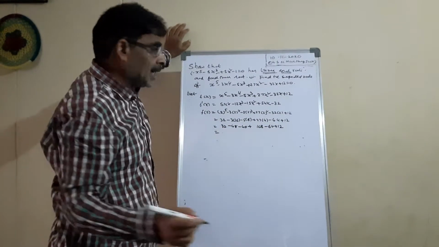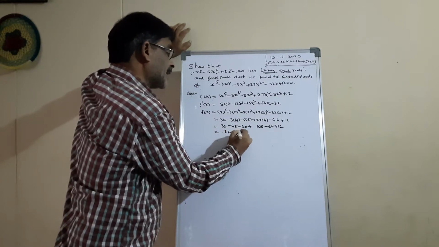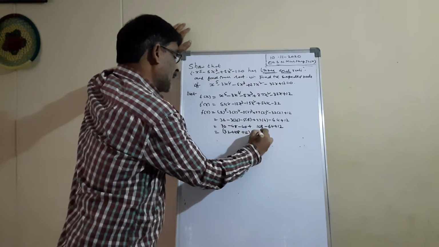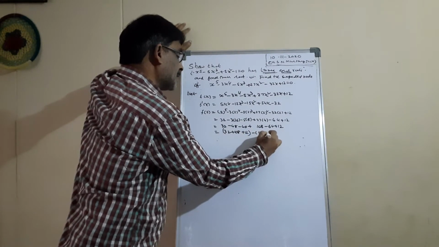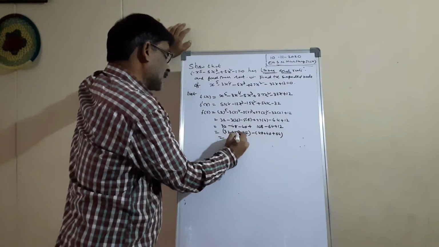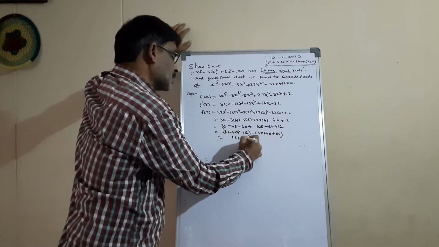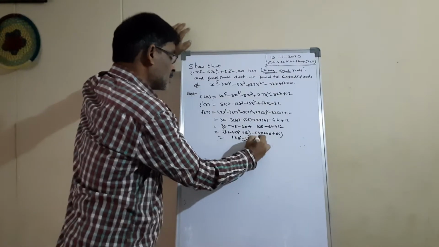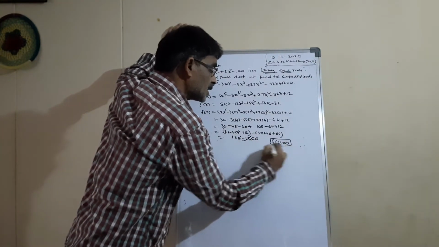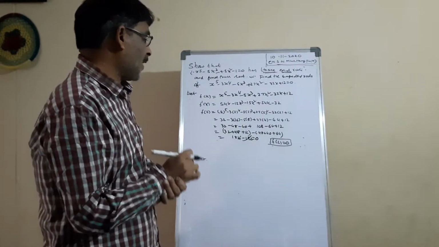You write all the plus terms: 32 plus 108 plus 12. You write here the negative terms: minus 48, 40, 64. See, 32 plus 108 is 140, plus 12 is 152. Here also minus 152, equal to 0. So f of 2 equals 0. It means we can say 2 is a root, or x minus 2 is a factor.